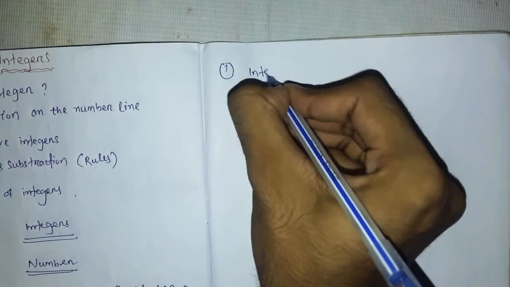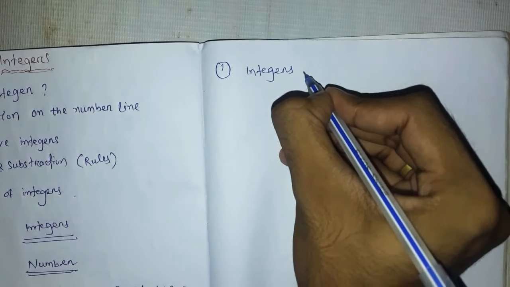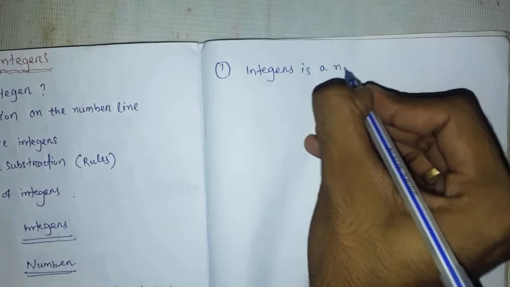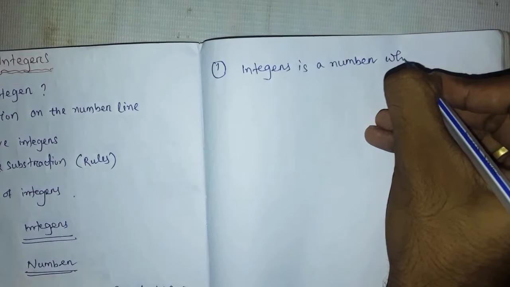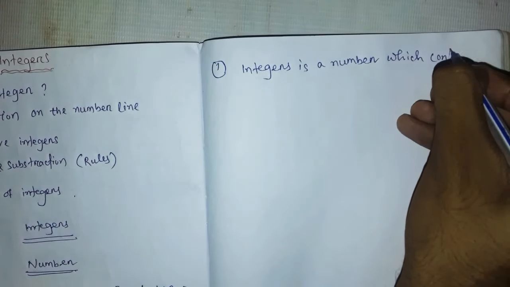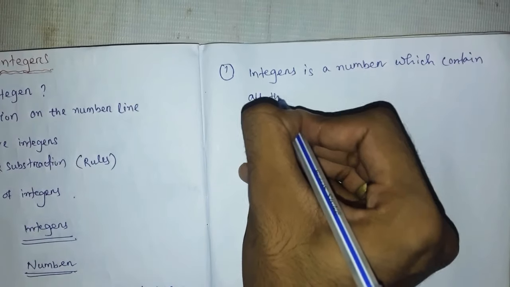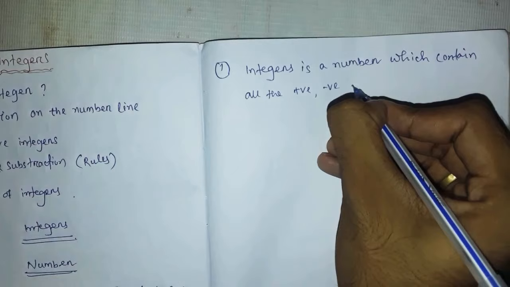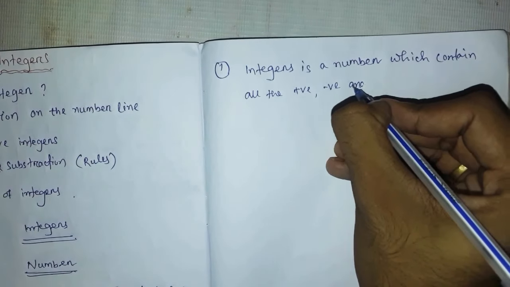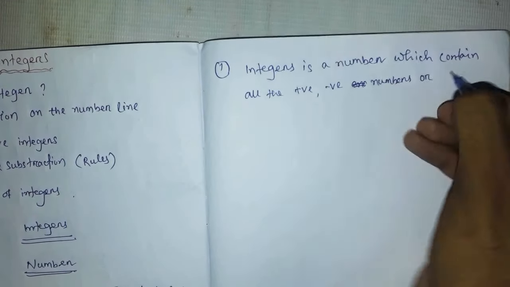What is the first definition we got now? Integer is nothing but a number. What is an integer? An integer is a number which contains all the positive and negative numbers or 0.